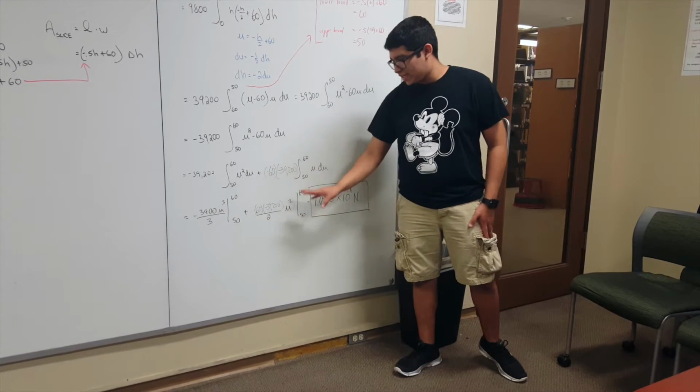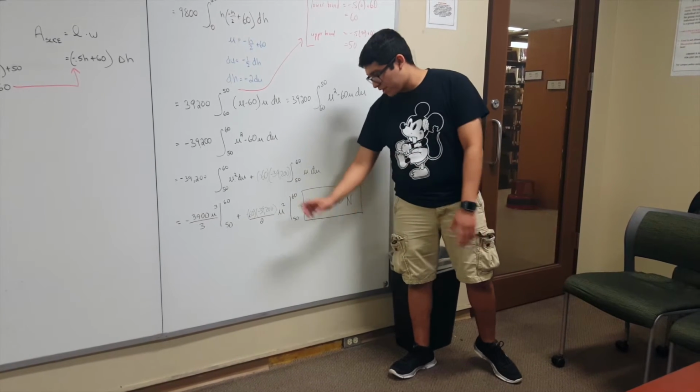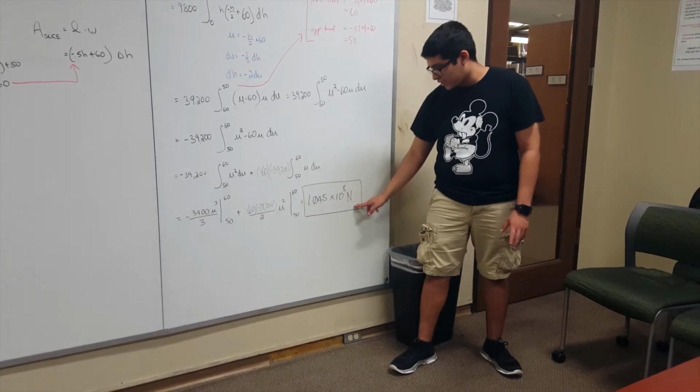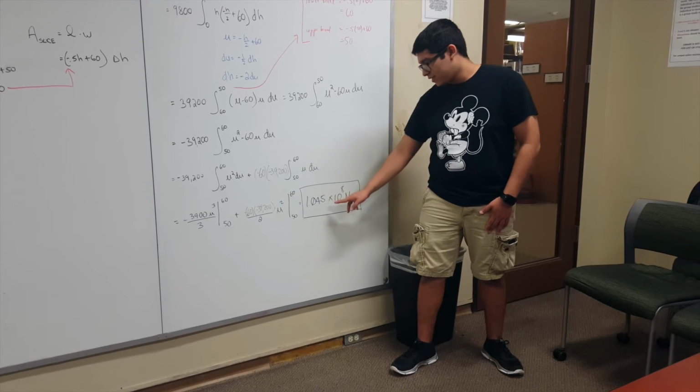And when you plug that into a calculator, you can work it out. Plugging it into a calculator, you get this answer, 1.045 times 10 to the 8 newtons.